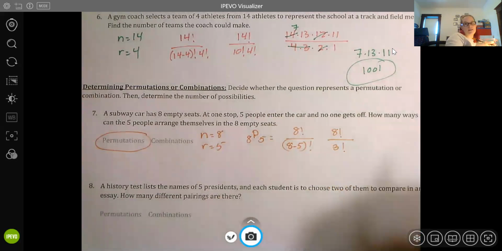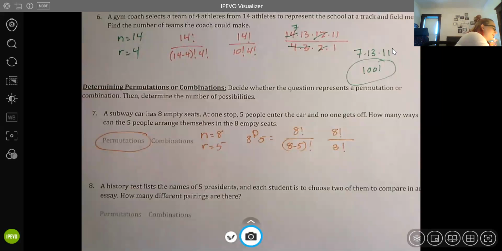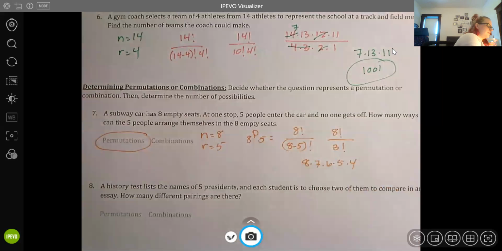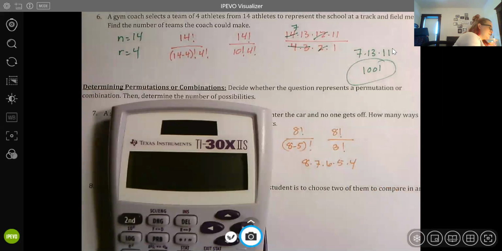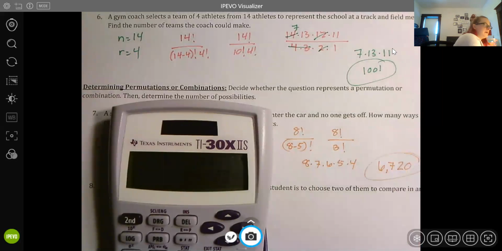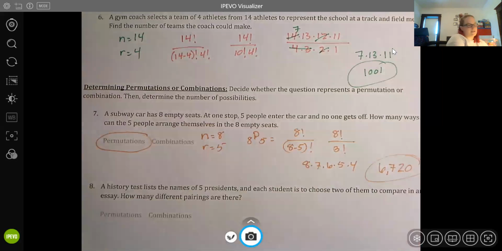So I can skip writing anything from 3 and below. So 8 times 7 times 6 times 5 times 4. All right, grab your calculators. And as you can see, I'm just using a basic standard calculator for these. 8 times 7 times 6 times 5 times 4. We get 6,720 different ways that those 5 people can fill those 8 seats.